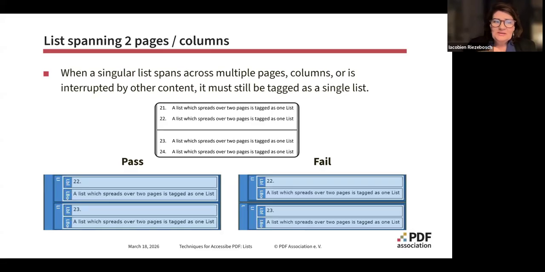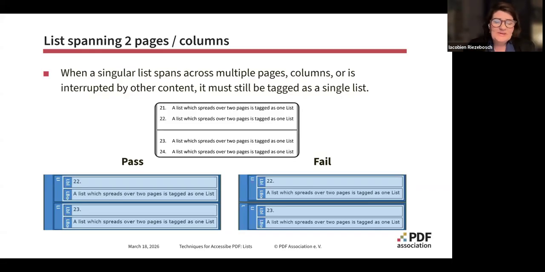One important element of lists is that you can have lists that span multiple pages or columns. And when a singular list spans across multiple pages, columns, or is interrupted by other content, it must still be tagged as one single list. So in this screenshot, you can see part of a list, with the numbers 21, 22, 23, and 24. And 21 and 22 are still on one page together, and then a new page starts with 23 and 24. It's a pass when this is all in one list semantically, so it's tagged as one list.